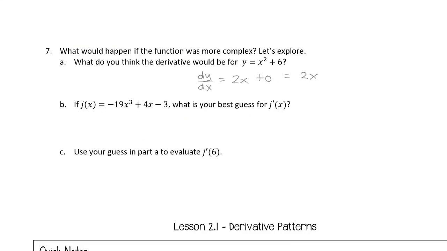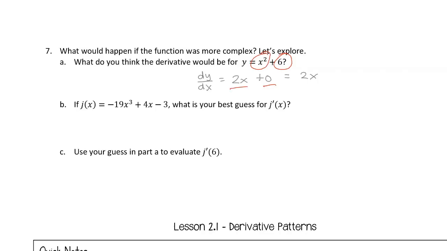All right, question 7 says, what do you think the derivative for x squared plus 6 would be? Well, we found the derivative of x squared on the previous page. That's just 2x. And we also found that the derivative of a constant was 0. So the derivative for x squared plus 6 is just going to be 2x.